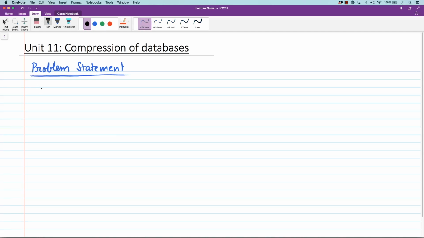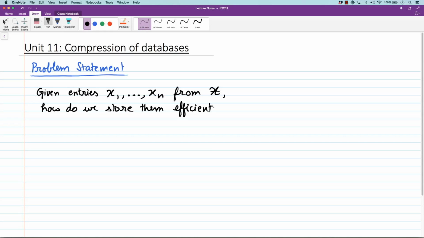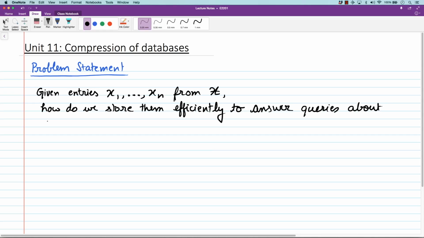So we are given entries x1 to xn. These n entries are there from the same alphabet, let's say, from X. So n entries from this X. Question is, how do we store them in a database or store them efficiently, let's say, to answer queries about x1 to xn. Okay. So how do we store them efficiently?